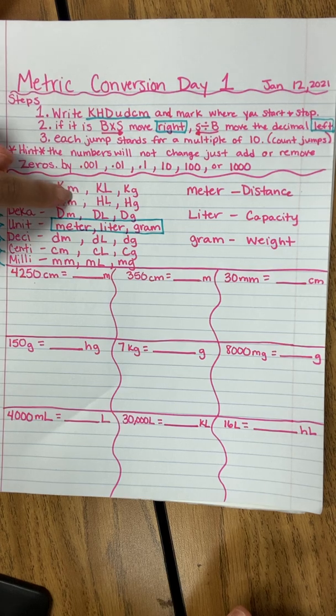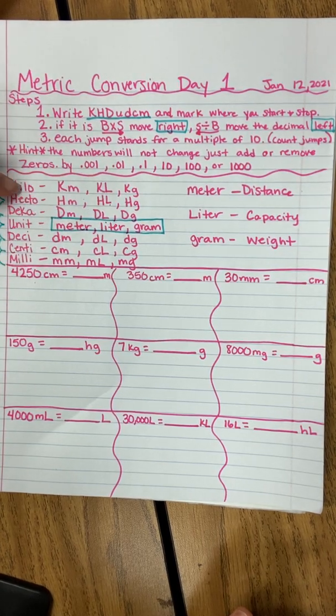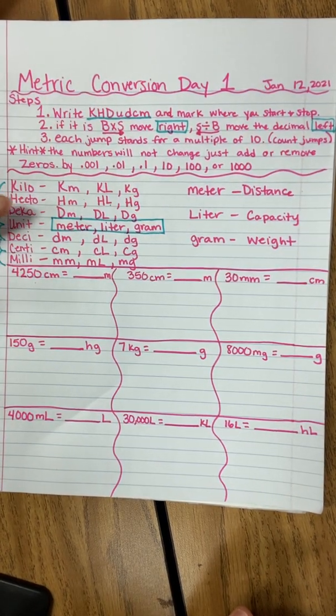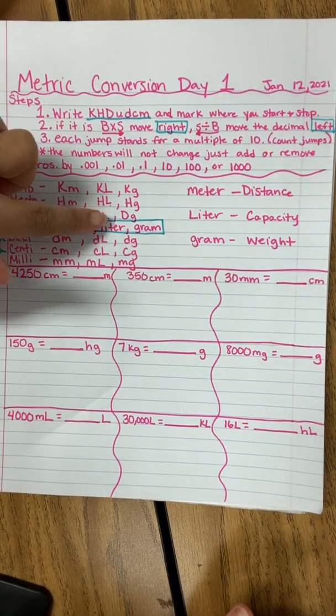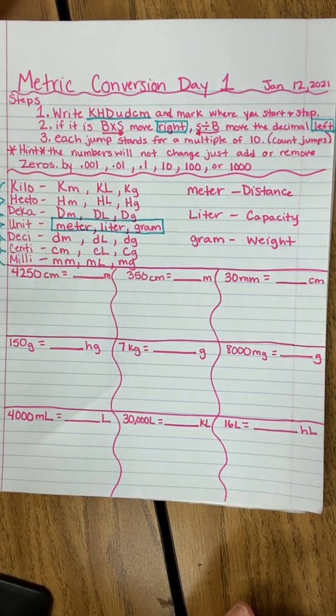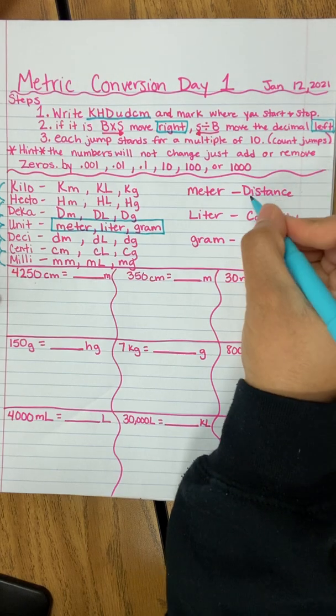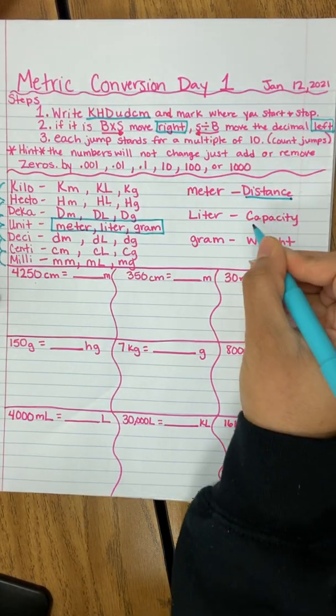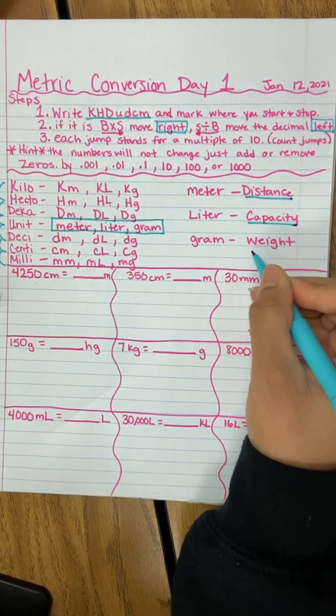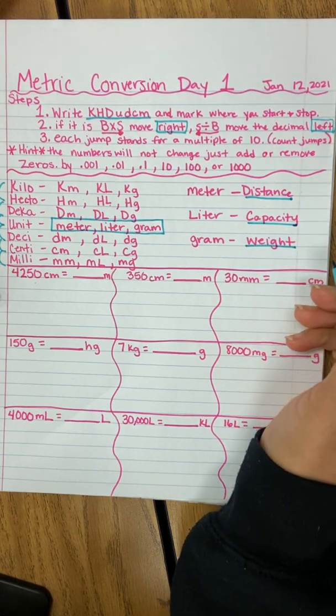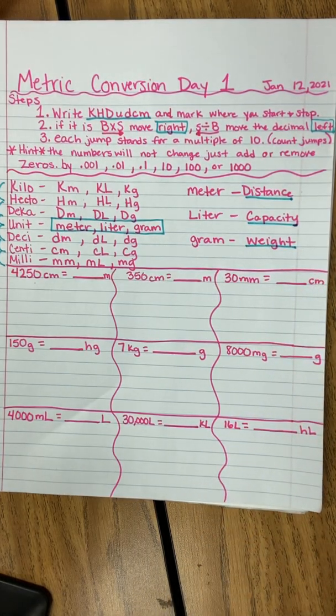So kilometer, kiloliter, kilogram, decameter, decaliter, decagram. Those are very important. Meters are for distance, liters are for capacity, and grams are for weight. Now, we're going to work a couple of problems.